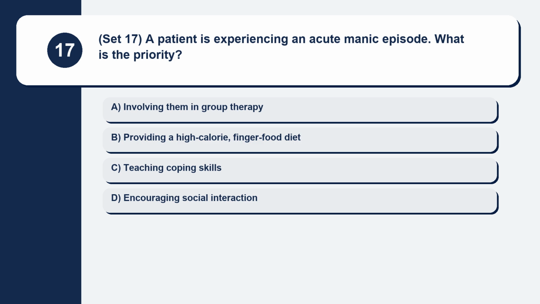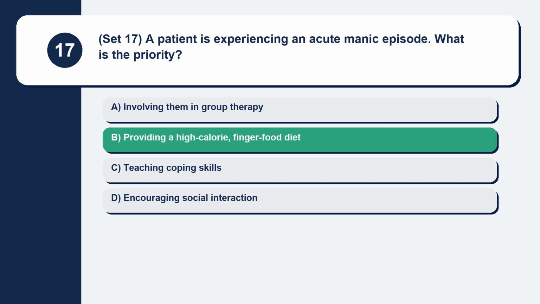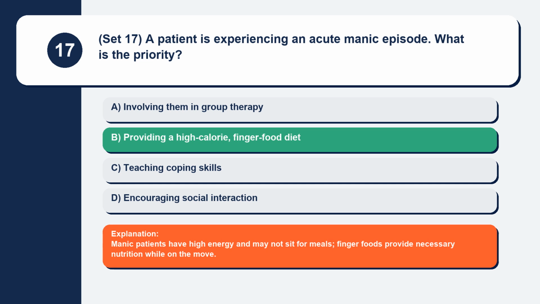Question 17. Set 17. A patient is experiencing an acute manic episode. What is the priority? Involving them in group therapy, providing a high-calorie, finger food diet, teaching coping skills, encouraging social interaction. Manic patients have high energy and may not sit for meals. Finger foods provide necessary nutrition while on the move.